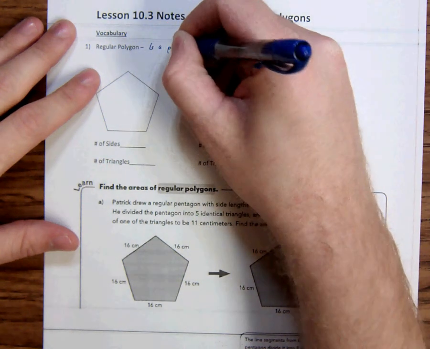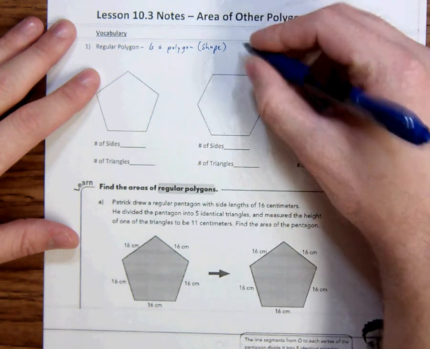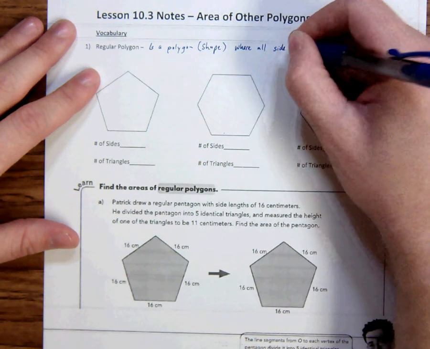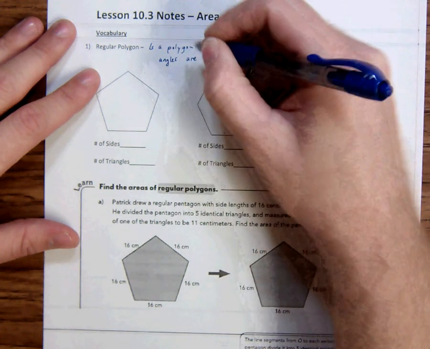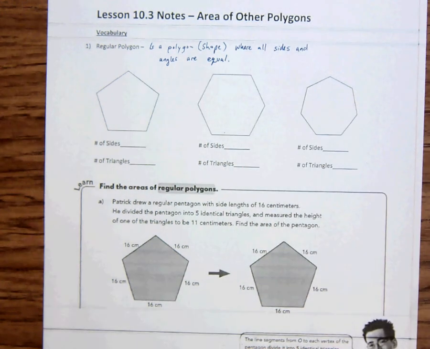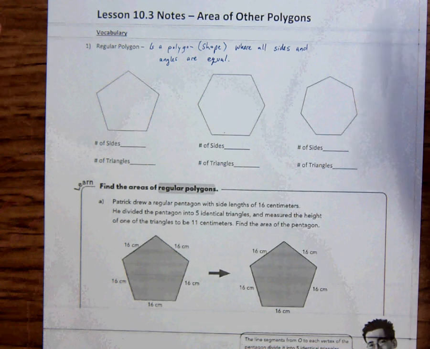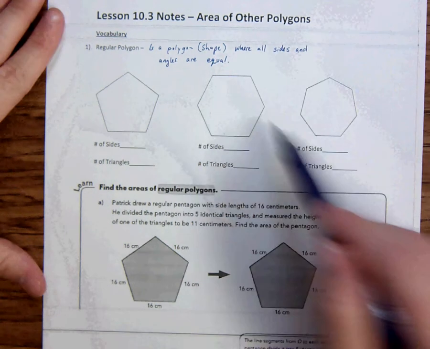a polygon, which is just a shape, where all sides and angles are equal. It's a polygon where all sides and angles are equal. So, a real simple, easy way to do this, let's just look right here. Yeah, a regular polygon. So all these are regular polygons.